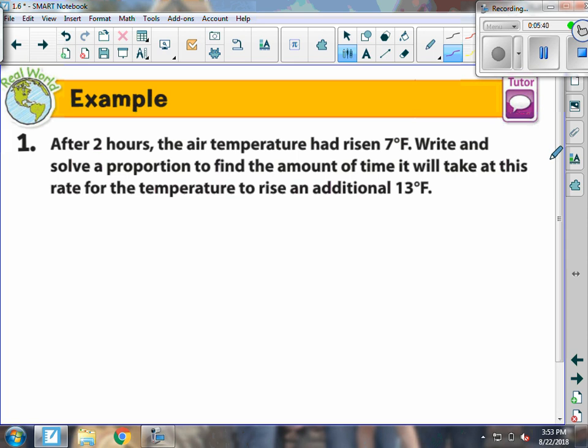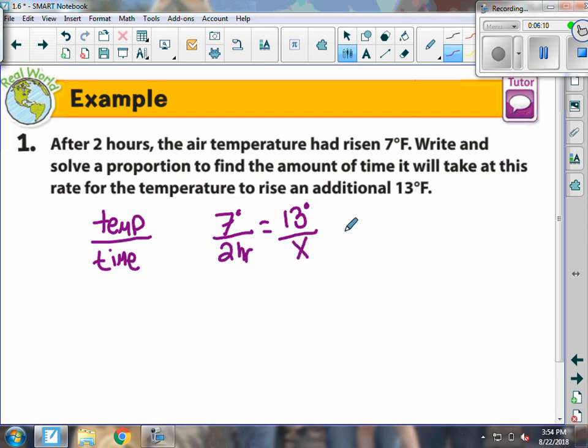Okay, so let's set up our fractions. We want to set up our proportions. So we're going to do the temperature over the time. Okay. So our temperature rose 7 degrees in 2 hours. I'm going to set that equal to, they want it to rise an additional 13 degrees. So 13 degrees over, we don't know how many hours, so I'm just going to use x.